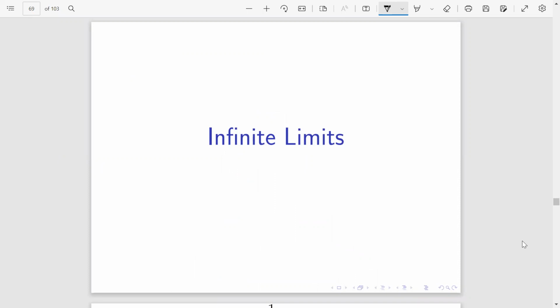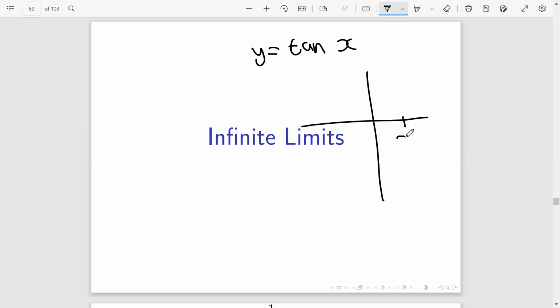Now when I look at infinite limits, this is where we define the asymptotes that you normally know. For example, if you look at the function y equals tan x, we know that this function at 90 degrees, if we use degrees, is not defined. So the function goes to positive infinity.